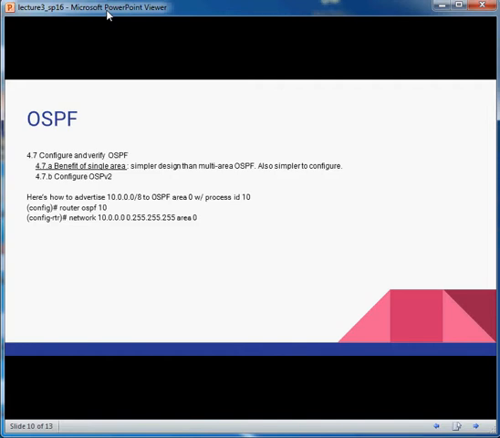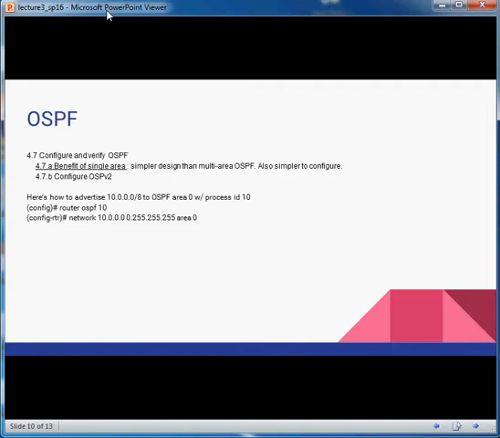So what's the idea of this area? What's the point? Well, in order to share information between routers participating in OSPF, they have to be in the same area. So when you advertise a route, you have to associate it with a particular area. In this case, we're going to be talking about area 0.